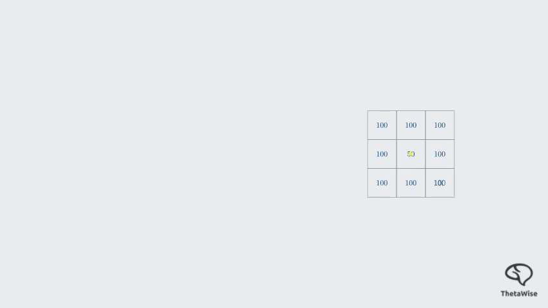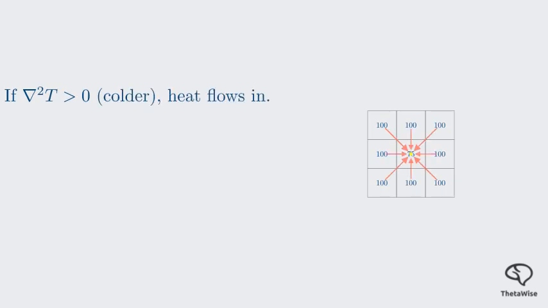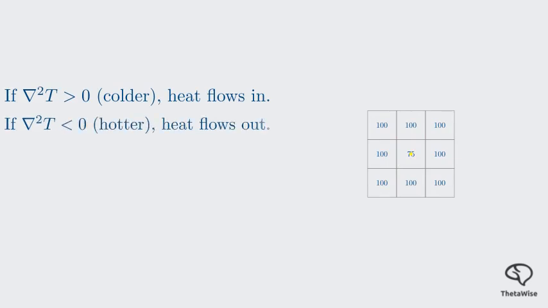Let's visualize what this means. The Laplacian of T is a measure of how much the temperature at a point differs from the average temperature of its neighbors. If the Laplacian is positive, the point is colder than its surroundings, so heat flows in and its temperature increases. If the Laplacian is negative, the point is hotter than its surroundings, so heat flows out and its temperature decreases. This is the mathematical expression of heat flows from hot to cold.